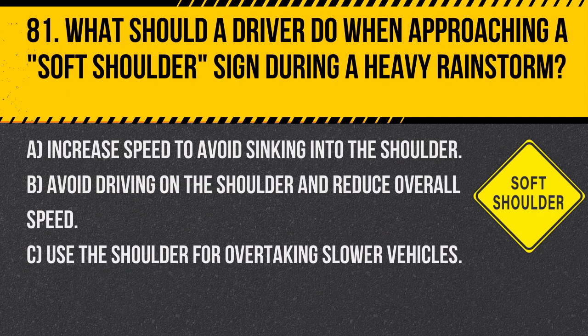Question 81. What should a driver do when approaching a soft shoulder sign during a heavy rainstorm? A. Increase speed to avoid sinking into the shoulder. B. Avoid driving on the shoulder and reduce overall speed. C. Use the shoulder for overtaking slower vehicles.